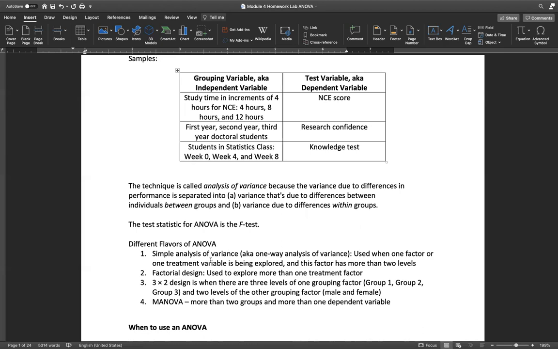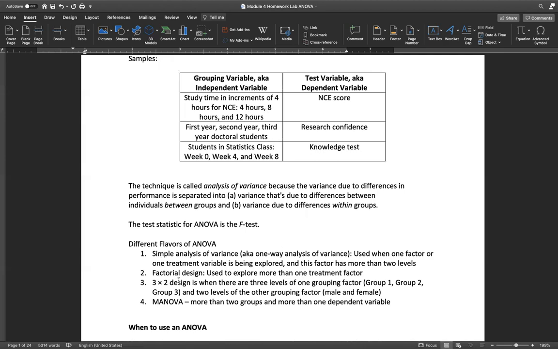So different flavors of an ANOVA: simple analysis of variance, also called an ANOVA or a one-way ANOVA. This is where we have one factor or treatment variable that's being explored, and it has more than 2 levels. So like this is a one-way ANOVA right here. We're looking at 4 hours, 8 hours, and 12 hours.